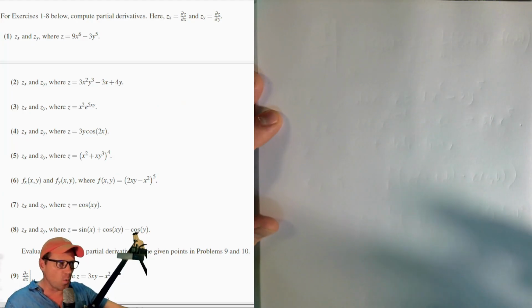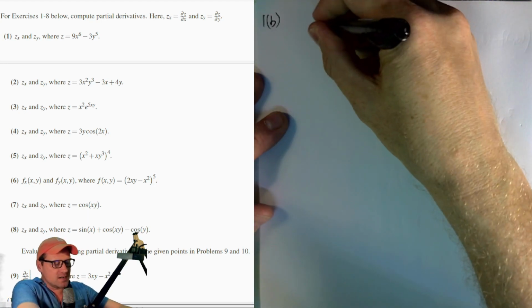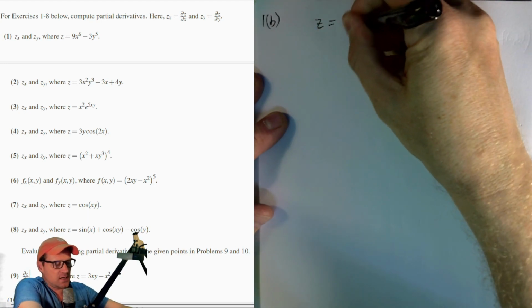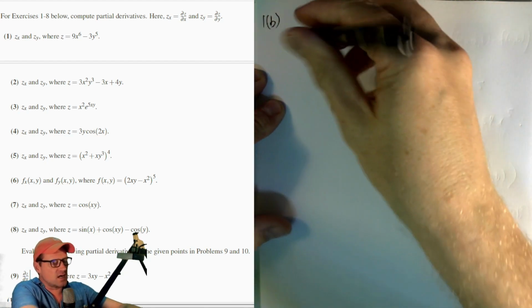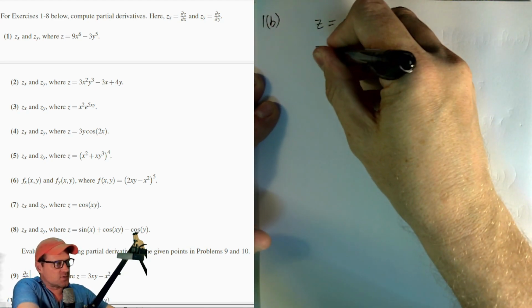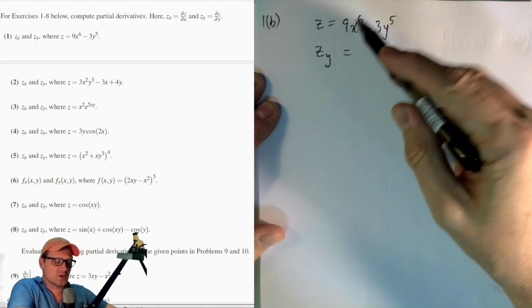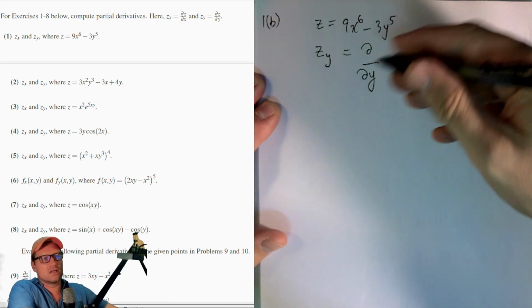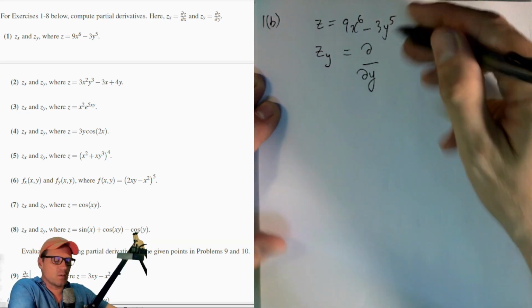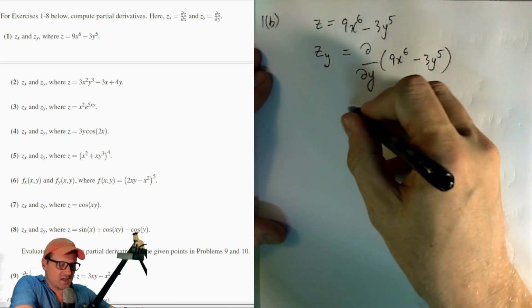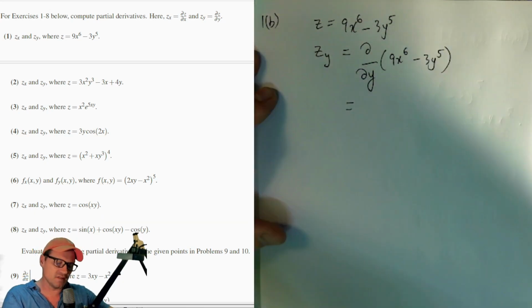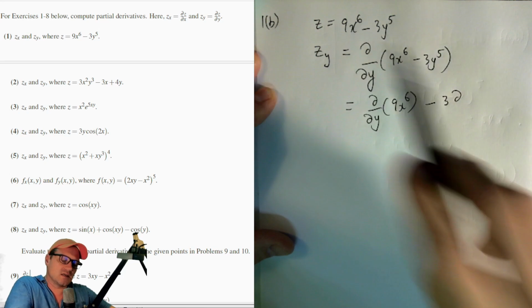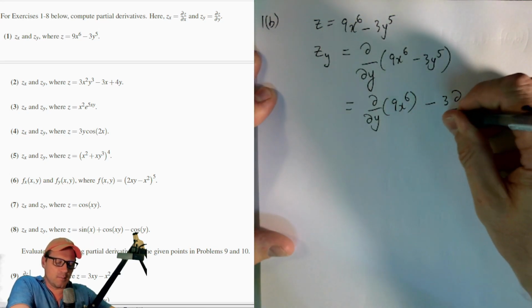Okay, question 1, part B. We've got z equals 9x to the 6th minus 3y to the 5th. And this time we're asked to calculate z subscript y. And so here we're treating x as a constant, x is the other letter other than y. So we can break this up. The derivative of a sum is the sum of the derivatives, and a constant can go through that differential operator.